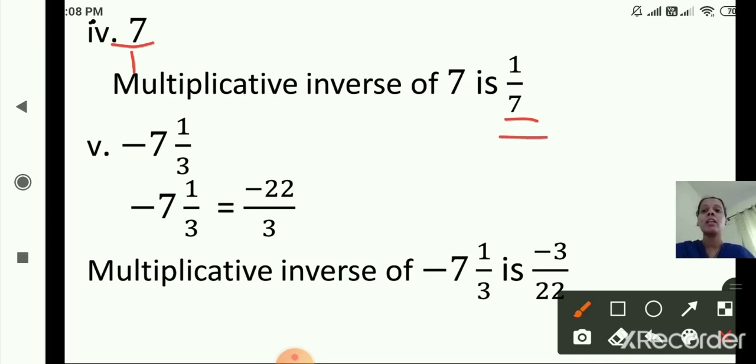Now as you can see here, a mixed fraction is given in the fifth one, minus 7 1 upon 3. So first we will convert this mixed fraction into a simple fraction, and only then can we write down the multiplicative inverse. As you know the method, see here, 7 multiplied by 3, and you add this 1. So 7 3s are 21 plus 1, that is 22, and in the denominator 3 is written as it is, and the minus sign is written as it is. So what we got? Minus 22 upon 3. Yes, this is the simple fraction, minus 22 upon 3.